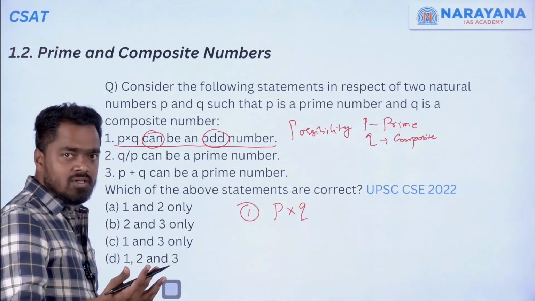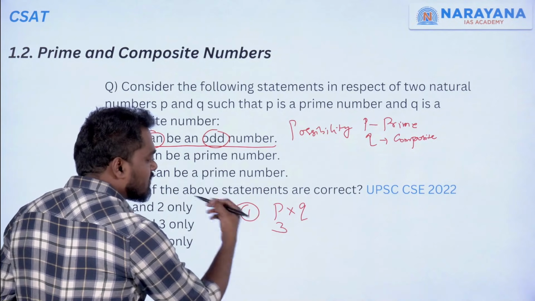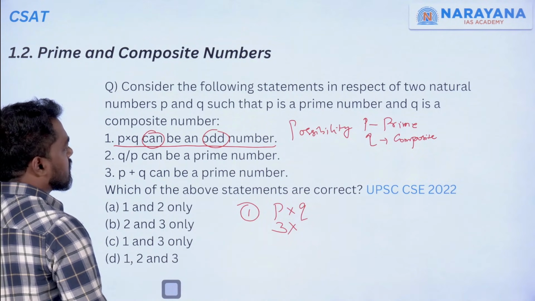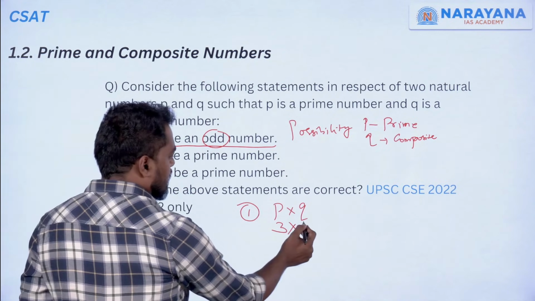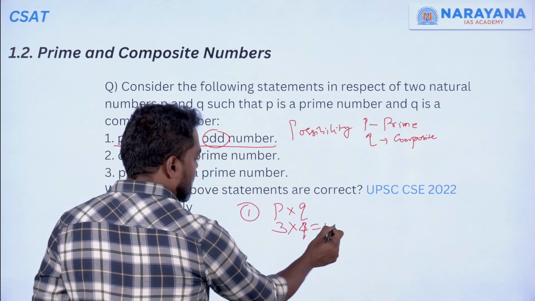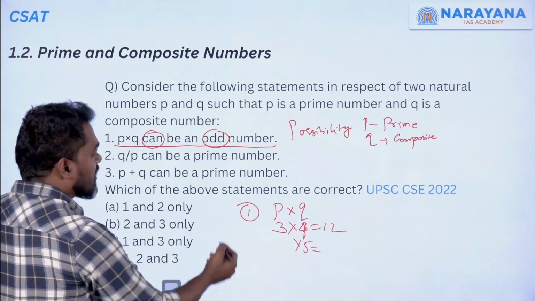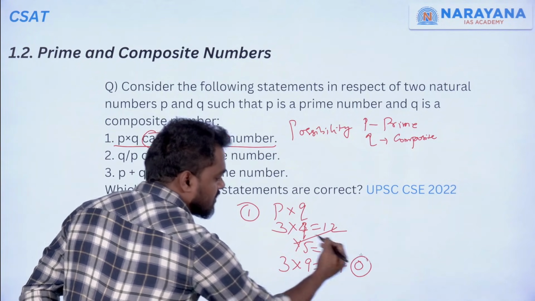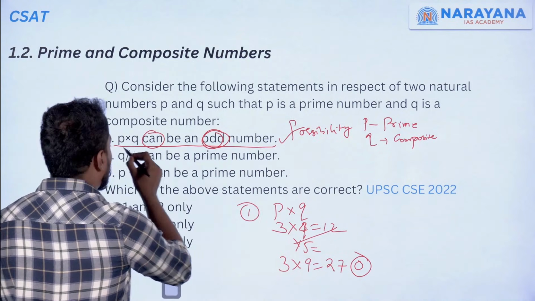So you have to get an odd number. When you will get an odd number in multiplication, you have to multiply two odd numbers. So P can be 3 and Q can be, for example, any example for Q. 3 threes are, no, you cannot use 3 again. 2, 3, 5, 7, 3 fours are 12. If you take any other number, 3 fives are, so they are asking for odd number only, sorry. So if you take prime number 3, composite number 9, you are getting 27, which is an odd number. So PQ can be an odd number. So there is possibility. So statement 1 is correct.